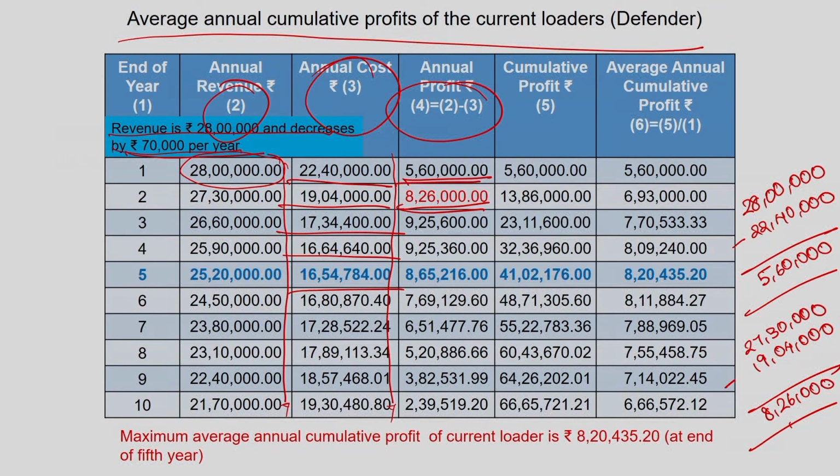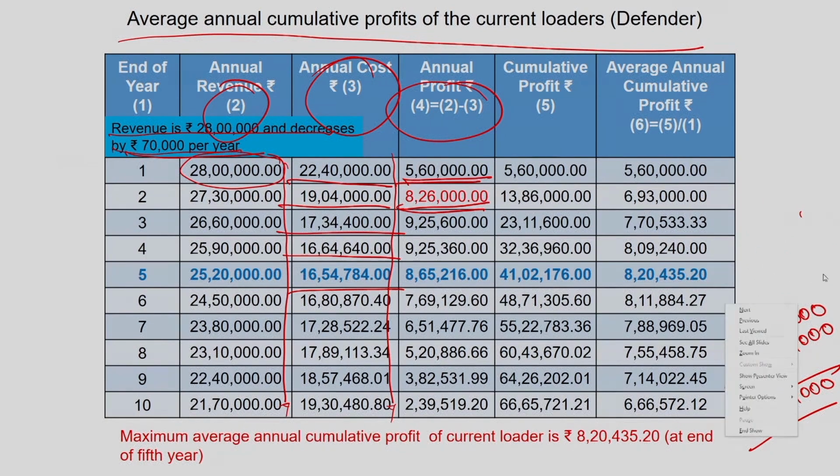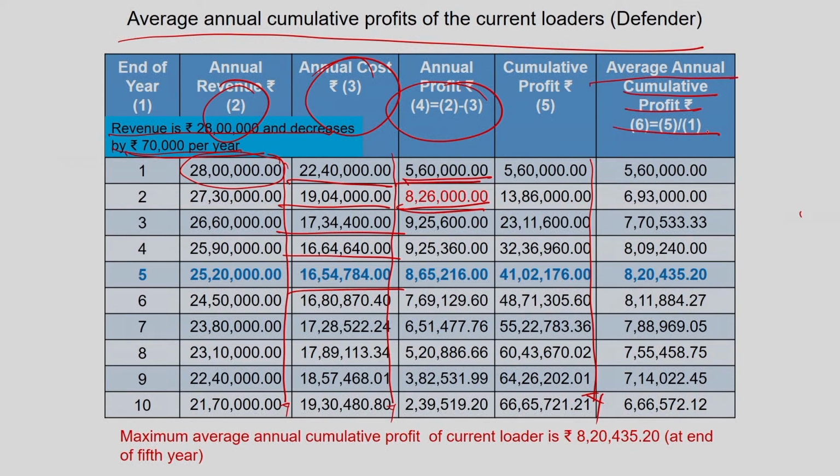So, you keep calculating it for all the years by subtracting column 3 from column 2, so that you can get the actual profits alone for every year. Similarly, you have to find the cumulative profit by adding the profit of all the years. Now, the average annual cumulative profit is nothing but your cumulative profit divided by cumulative usage of the machine.